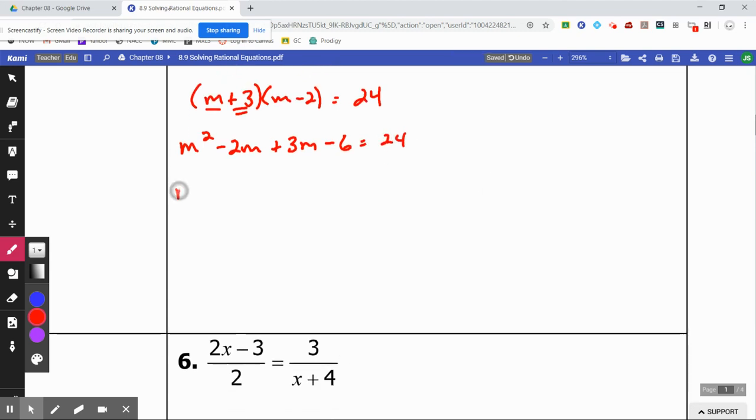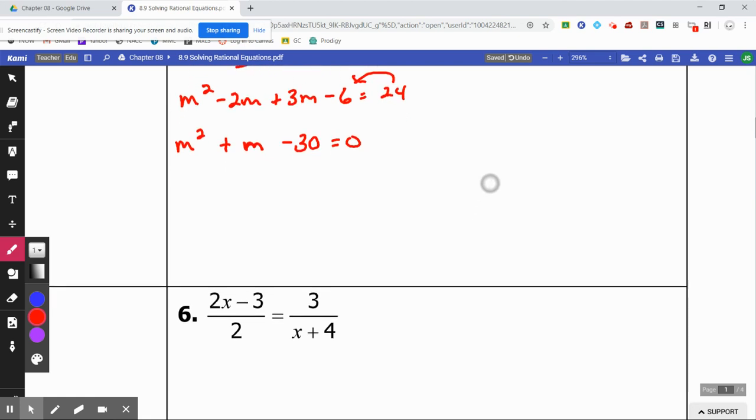Let's combine our like terms. Gives you m squared plus 1m. And since it is quadratic, we're going to have to move this 24 over anyway. Let's go ahead and subtract 24 to save ourselves a step, and that's what we get.